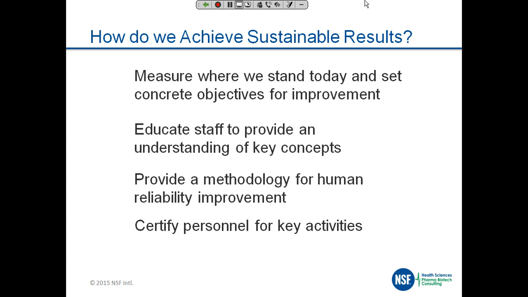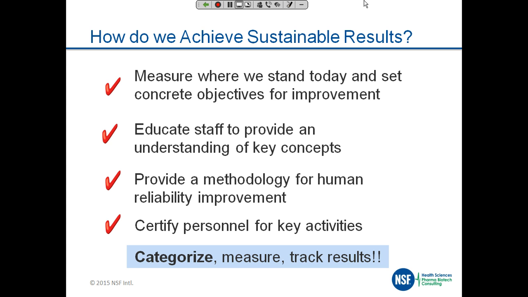So mature companies, sophisticated companies, all companies look to achieve sustainable results. And how do we do that? Well, we measure where we stand today and set concrete objectives. We educate our people. We provide a methodology. And we certify personnel for key activities. And finally, we categorize, we measure, we track results.